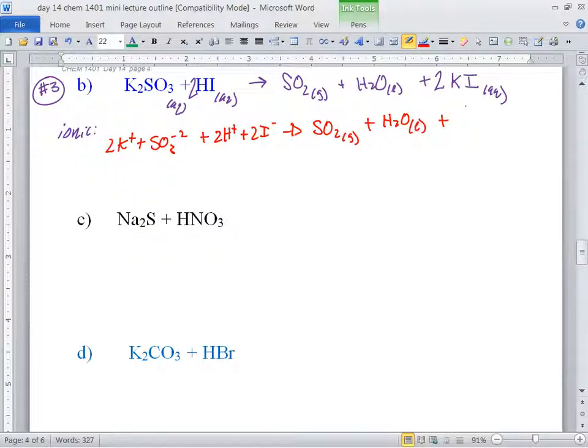And again, I follow that one rule. Remember that one rule? Whenever you see sodium, lithium, or potassium, they're always AQ. You always break them up. So, I have 2 of those. So I'll have 2 potassiums and 2 iodides. Okay.